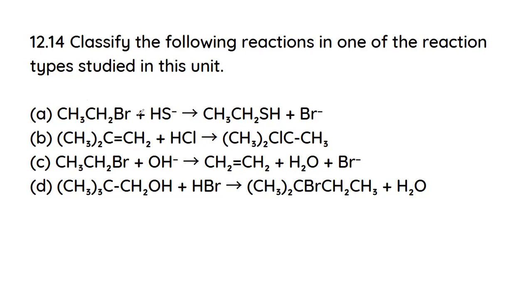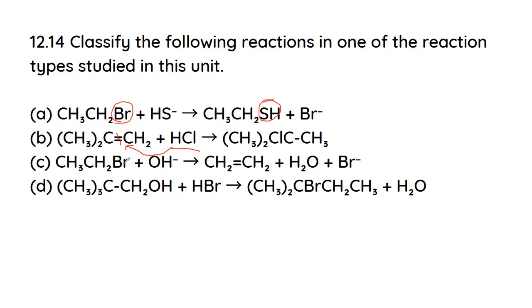In the case of the first one, the Br is getting replaced with SH. So there is a replacement, which means this particular type of reaction is a substitution reaction. The next one here, HCl is getting added to this compound. It is basically getting added, and this leads to the breakage of a double bond, which becomes a single bond. So this reaction is an addition reaction. Atoms are getting added to the molecule.